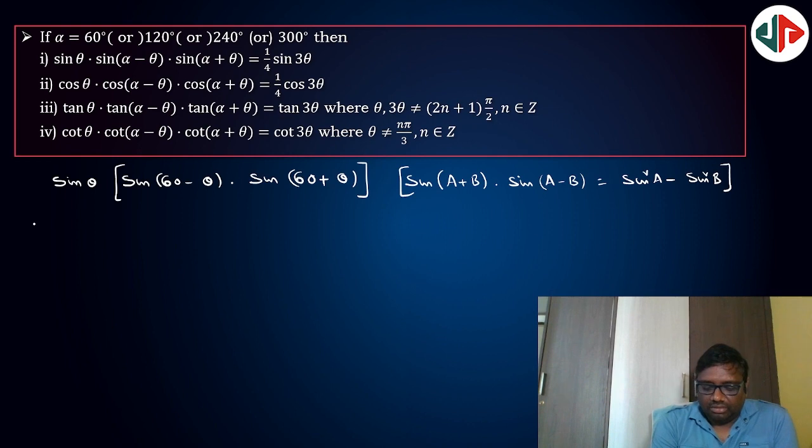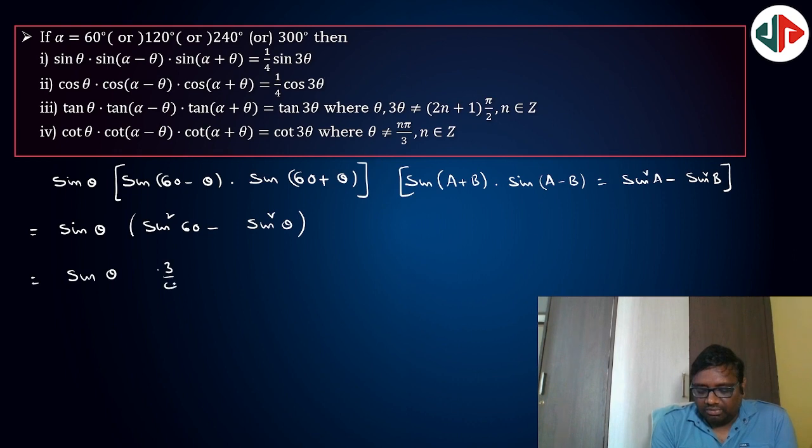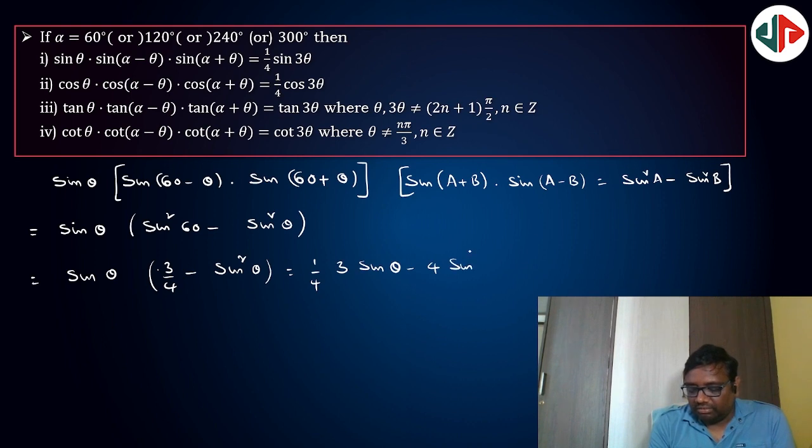minus sin square b. Using that formula, we can rewrite this as sin theta into (sin square 60 degrees minus sin square theta). Sin 60 value is root 3 by 2. So sin square 60 we can rewrite as 3 by 4 minus sin square theta. Now you simplify. If you simplify, it is 1 by 4 times (3 sin theta minus 4 sin cube theta). So it is nothing but 1 by 4 times sin 3 theta.